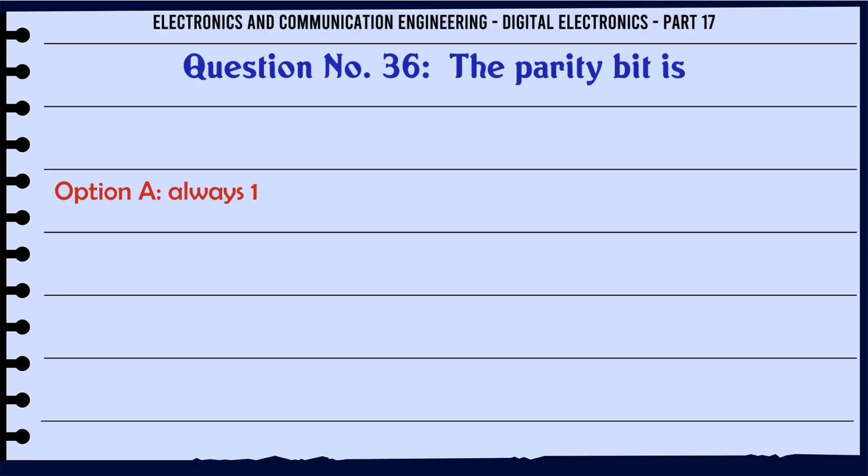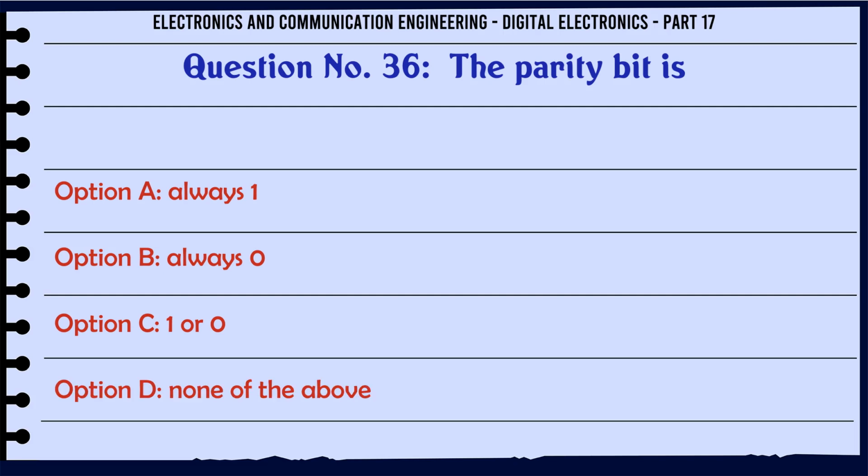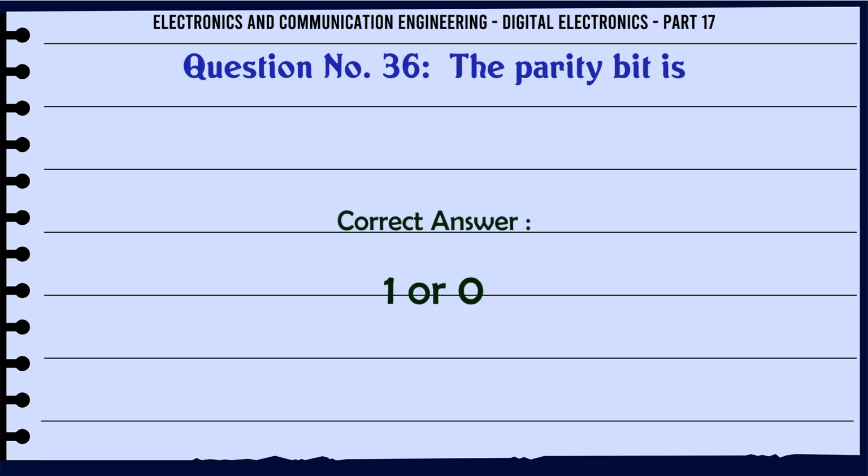The parity bit is A. always 1, B. always 0, C. 1 or 0, D. none of the above. The correct answer is 1 or 0.